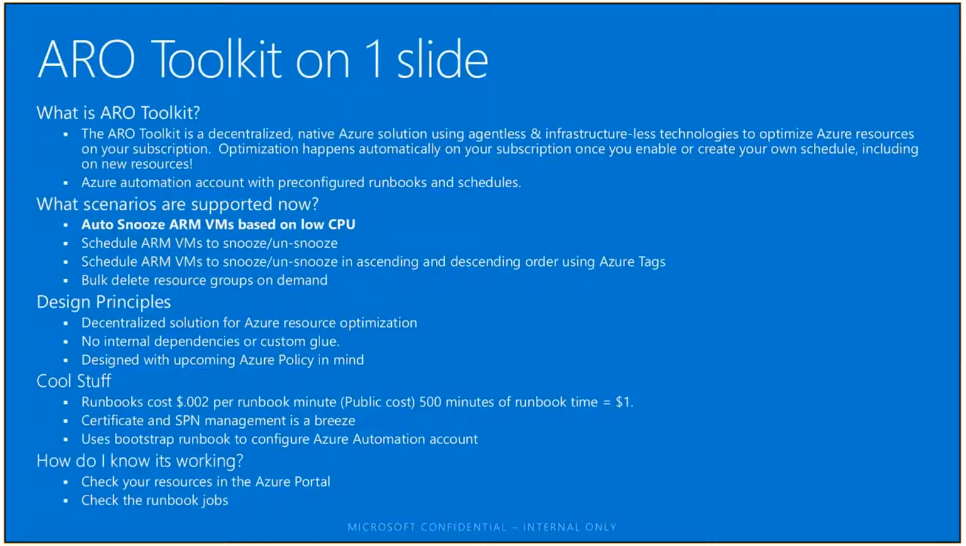So how do you know it's working? You check the resources in the portal, which I'll show in the demo, and you check your runbook job outputs. So that is ARO Toolkit on one slide. And you only have to make it through 2 more slides and then we demo it. Oh, good. All right, so we'll get this thing picked up.